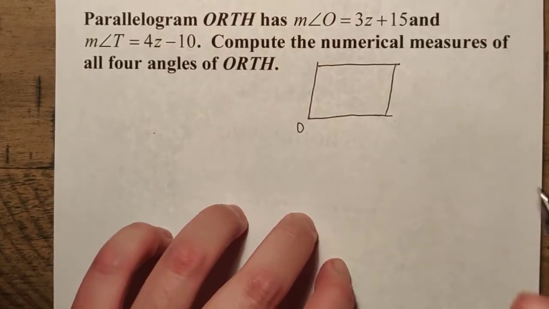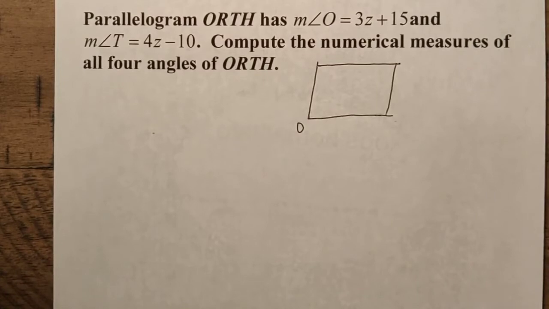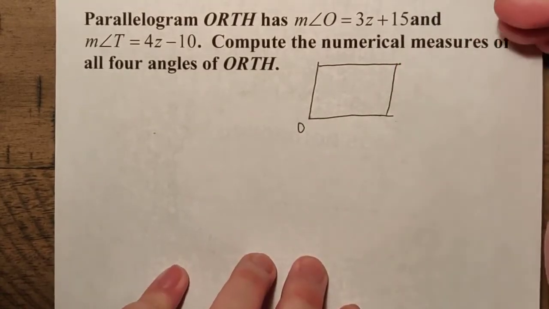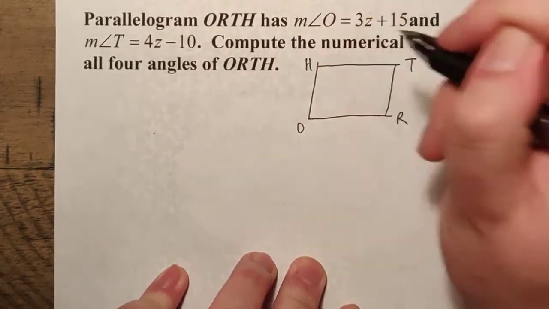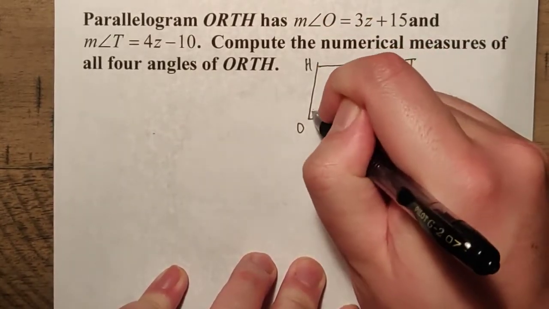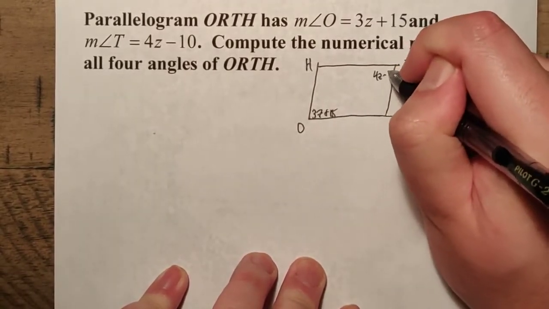So R could go in the upper left corner or in the bottom right corner here, right? But no matter how I do this, remember, we label the vertices in the order in which we arrive at them by going around the perimeter of the quadrilateral. No matter how we do this, T is always going to be here. So it really doesn't matter which one we do here. So in this situation here, this is 3z plus 15. This is 4z minus 10 here.